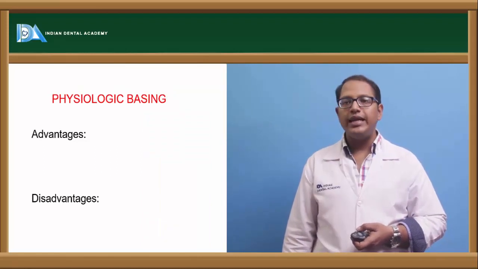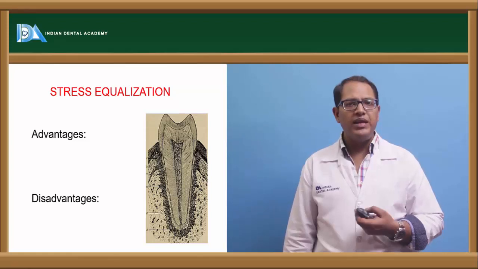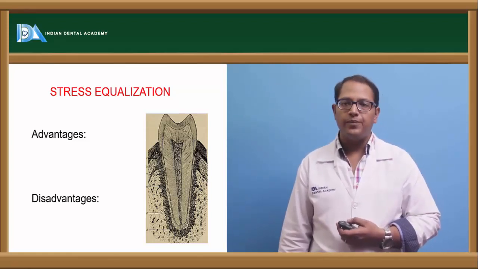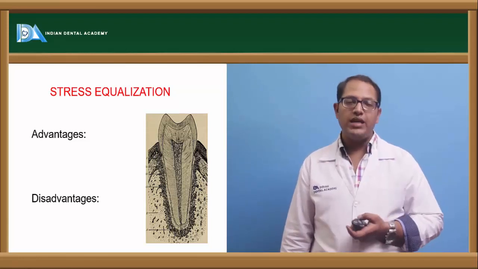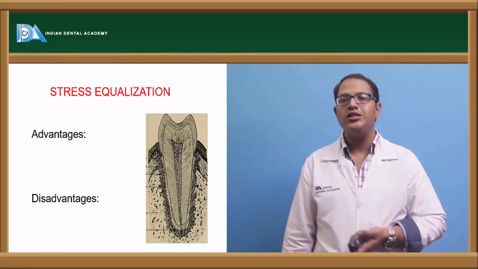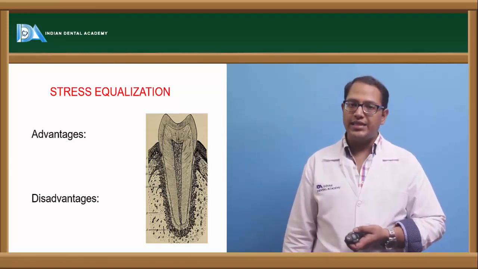Coming to the disadvantages of stress equalization, it was complicated in design. It increases residual ridge resorption. It makes the assembly very weak. It counteracts only vertical forces and no horizontal forces for that matter. And most important, it was expensive.